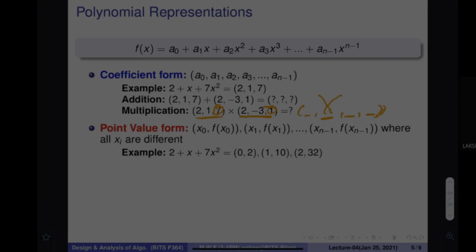So this is one kind of representation. The advantage of this kind of representation is that whenever you see this particular number, you can directly relate it and say this is what the polynomial is going to be.